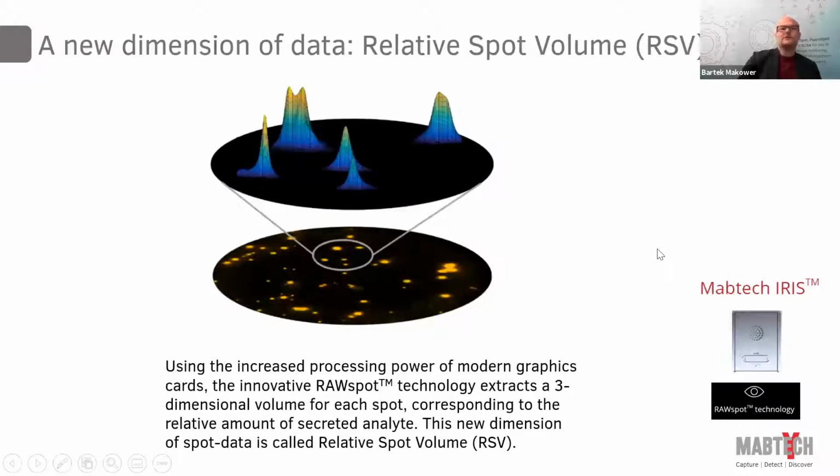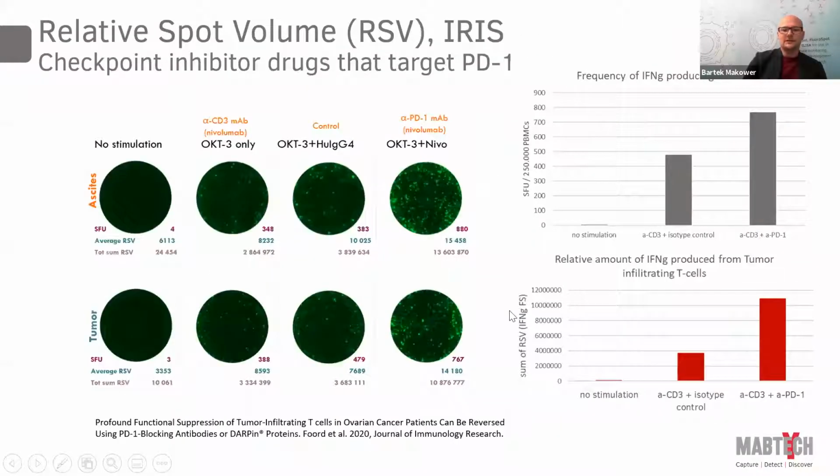FluoroSpot also has another advantage. It generates a new dimension of data, which we call relative spot volume. So using the increased processing powers of graphic cards, the raw spot technology extracts a 3-dimensional volume for each spot, shown here in the cartoon as small hills. And this volume corresponds to the relative amount of secreted cytokine. So how can we use this extra dimension of data?